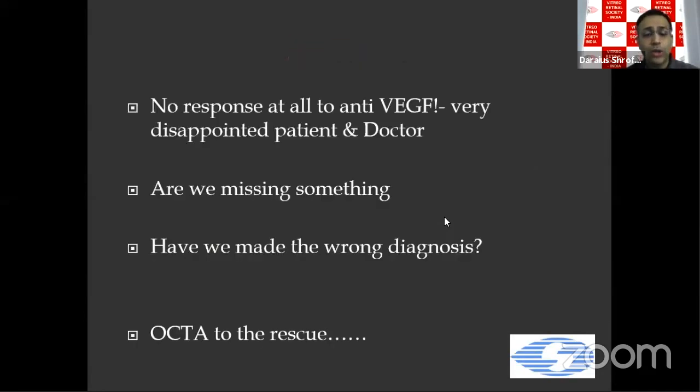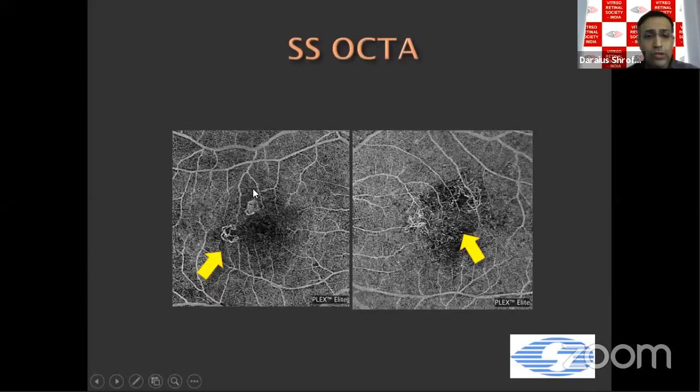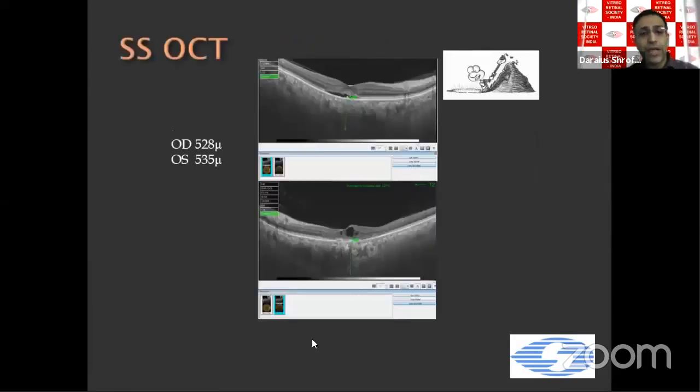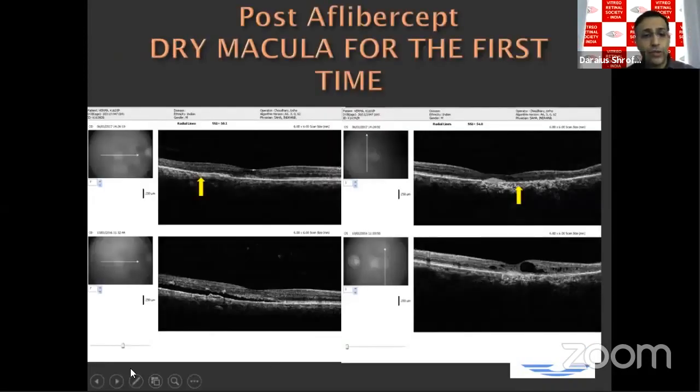Luckily then Octa came to our rescue. Now you see on the Swept-source Octa how beautifully you can see these capillary loops and the membrane underneath. This is when we realized we were on the right track. We also measured the choroidal thickness and found an extremely thick choroid. We switched the anti-VEGF, and you can see now how well the patient had responded. For the first time, we have a dry macula in both the eyes. This is where Octa really helped us.